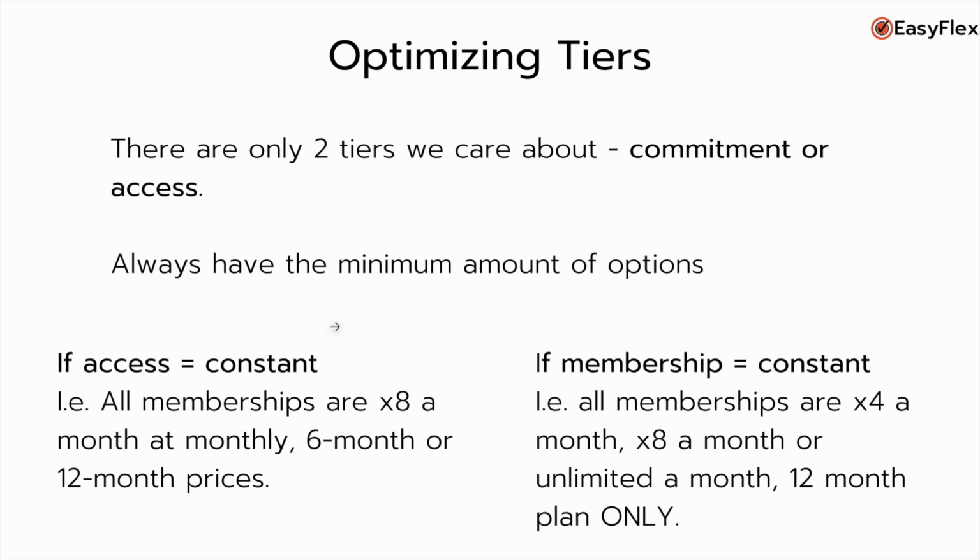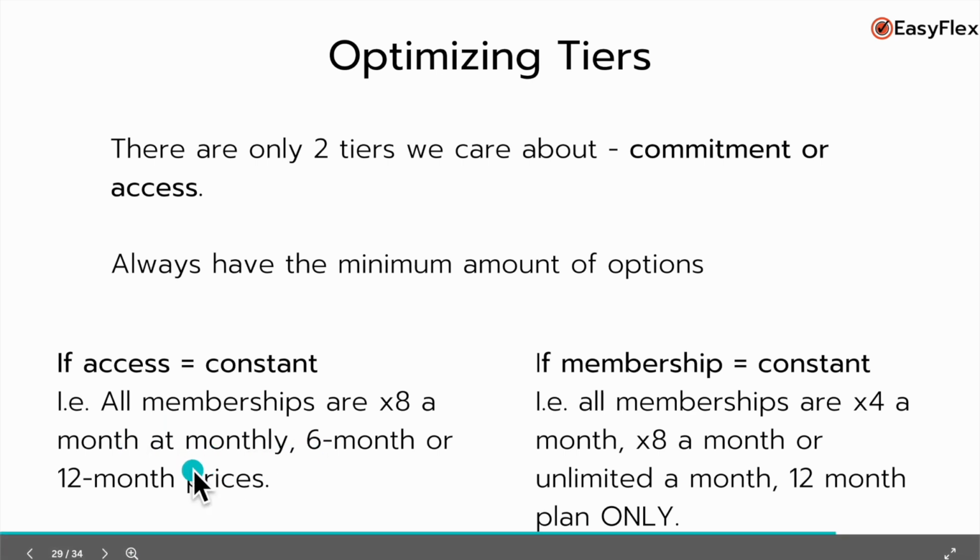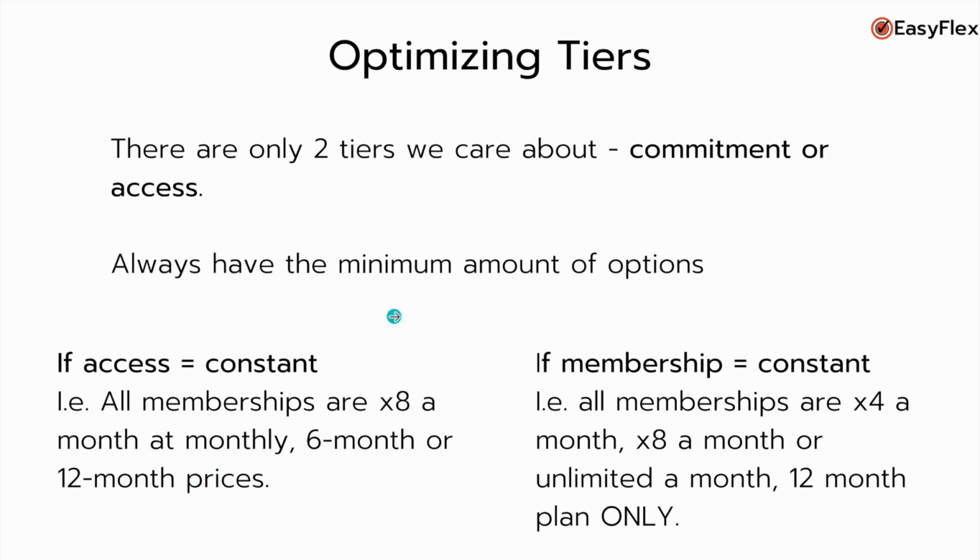So the access can be a constant with a commitment tier list. For example, all memberships are 8 times a month at a monthly, 6-month or 12-month price. So regardless of if they do month to month, 6 months or 12 months, they can all come 8 times a month. That's the constant, the access.